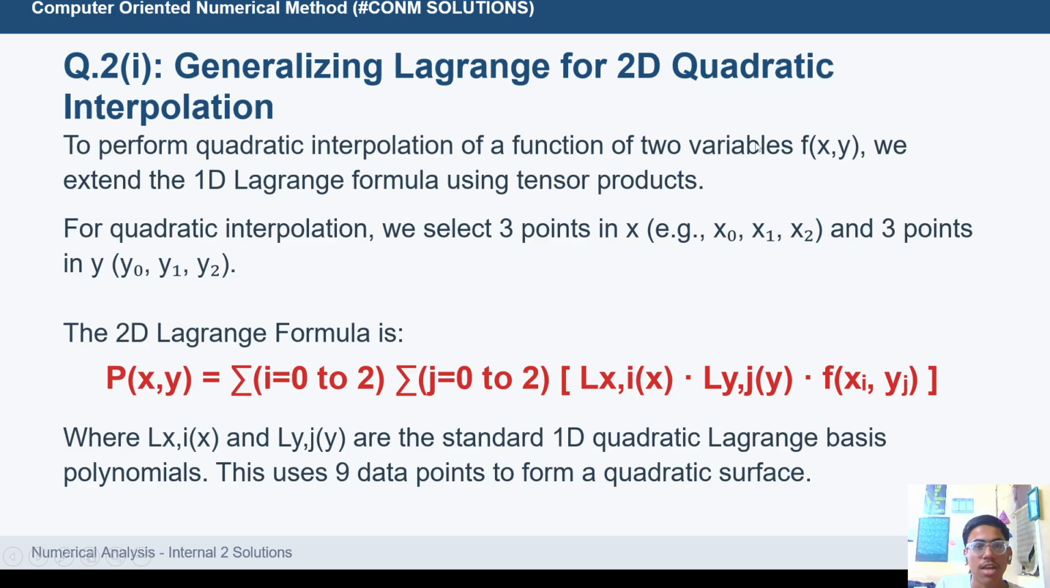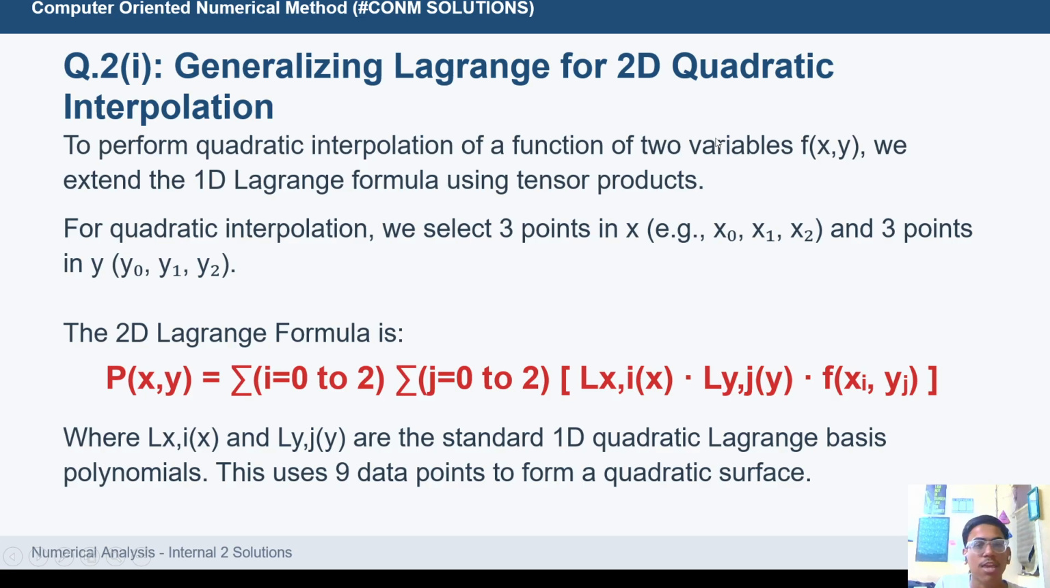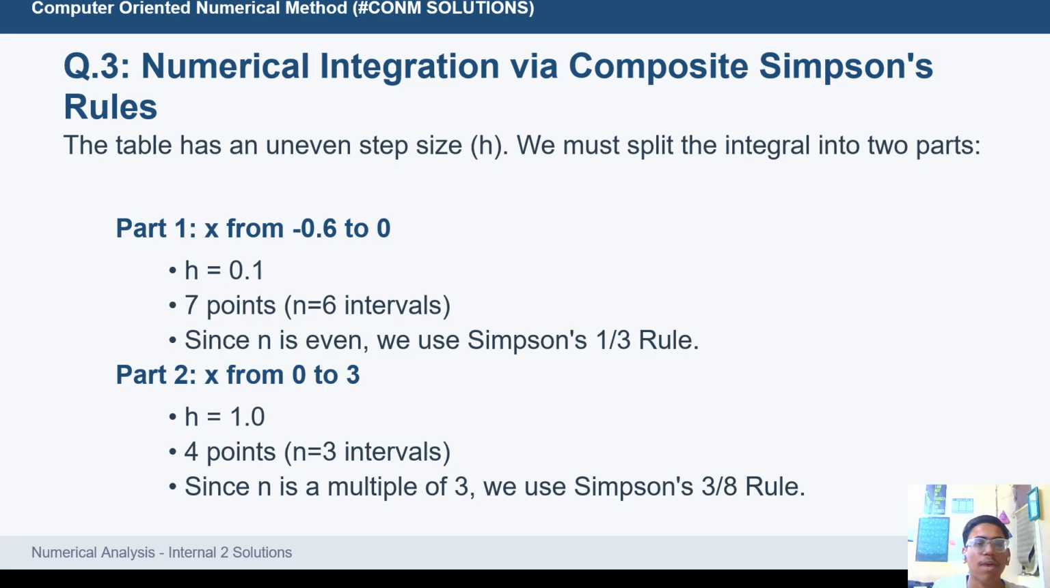So here we have generalized the equation for 2D quadratic interpolation by extending the 1D Lagrange formula using tensor products. So here we have solved the first part of question 2, finding the value of f of 2.5 comma 3.5, and also we have generalized the Lagrange equation for 2D interpolation. Now we will move on to the third question, that is the numerical integration using Simpson's.